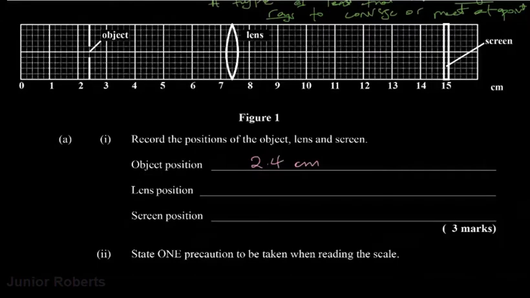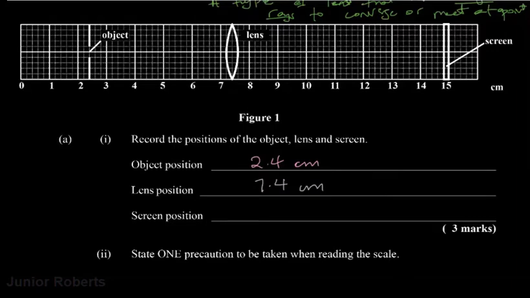Okay, so we're saying 7.4 centimeters. Let me check that. Right, so we have 7 right here, 7.2 and 7.4. So we can record that as 7.4 centimeters. And then finally, we need to know our screen position. Can anyone tell me where the screen position is? What's the screen position right now?